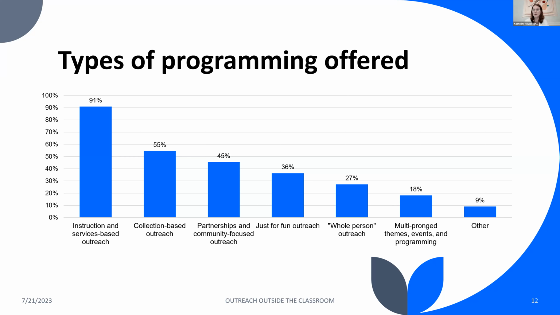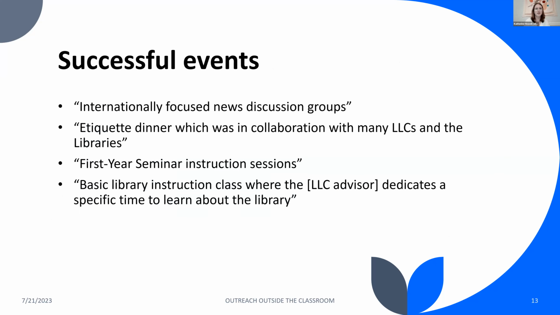36% was just for fun outreach, like pizza parties, game nights, and the like. 27% were whole person outreach, which I would kind of explain to be kind of like wellness-based activities. And then 18% were kind of multi-pronged themes, events, and programming. So we're seeing a lot of different types of programming, both kind of the typical information literacy instruction and more extracurricular, like activity-based programming. We also had kind of an open response question where we asked about successful events that have been put on, and we had some really interesting responses.